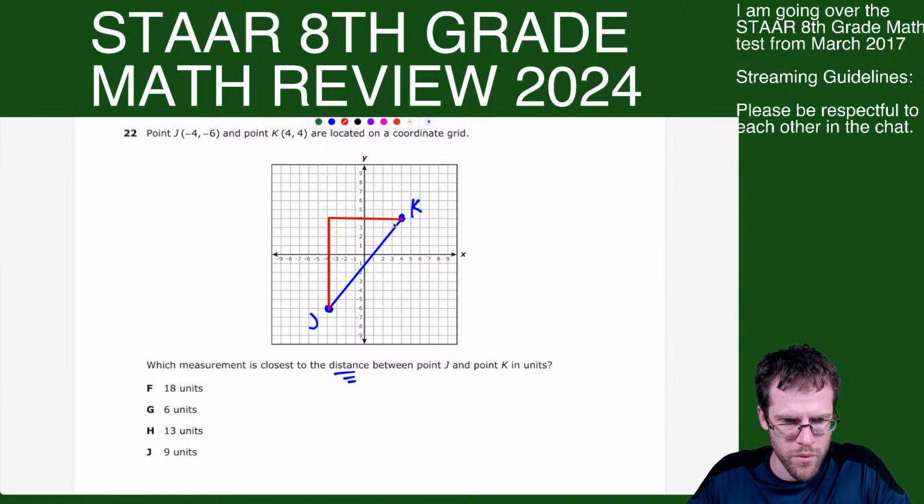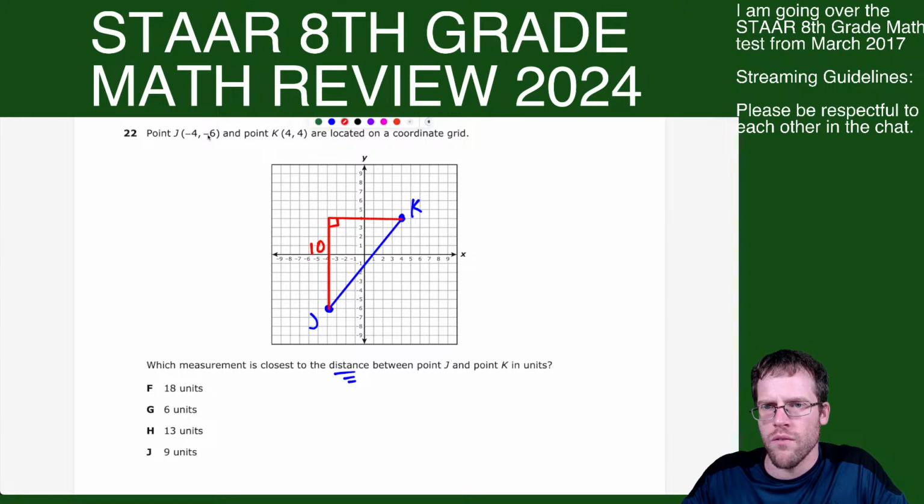Okay, so this is what we could do. Looking at this, if I count the rise over the run, I'm going up 1, 2, 3, 4, 5, 6, 7, 8, 9, 10. Now, one way to be really convinced that I'm going up 10 is I'm going from -6 to 4. So I have to go up 6, up 4, and that's going up 10.